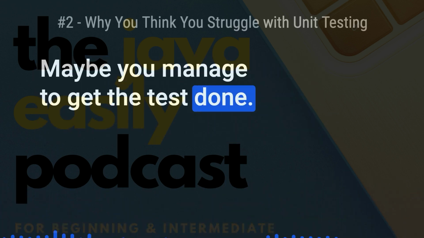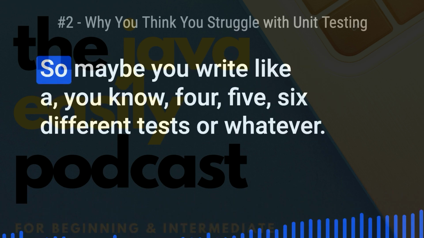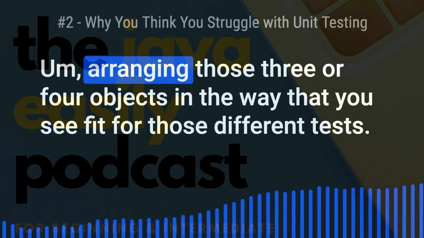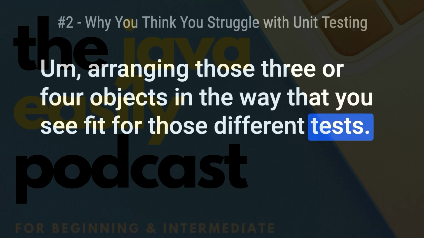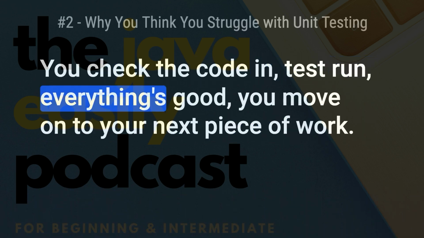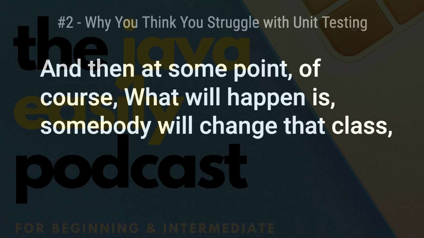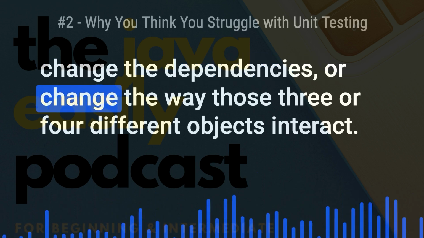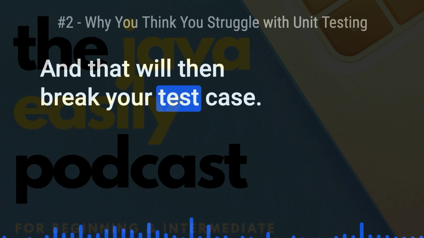Maybe you manage to get the test done. You write a few tests, because don't forget, you don't just write one test, you're going to write a suite of tests. So maybe you write 4, 5, 6 different tests, arranging those 3 or 4 objects in the way you see fit for those different tests. You check the code in, the test run is good, you move on to your next piece of work. And then at some point, of course, somebody will change that class, change the dependencies, or change the way those 3 or 4 objects interact. And that will then break your test case.